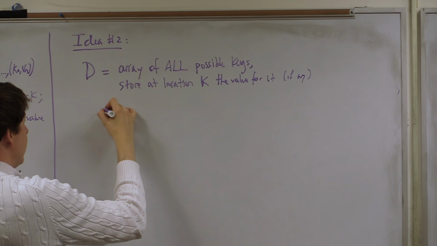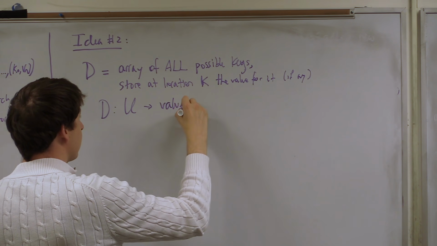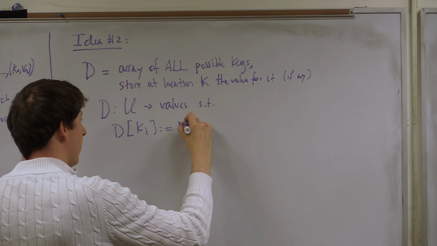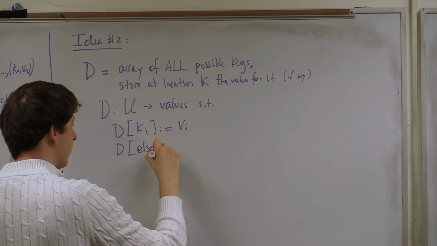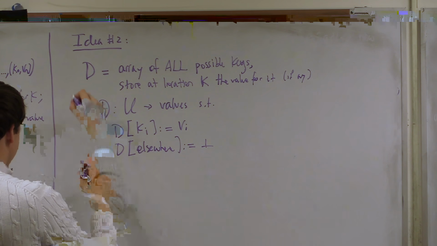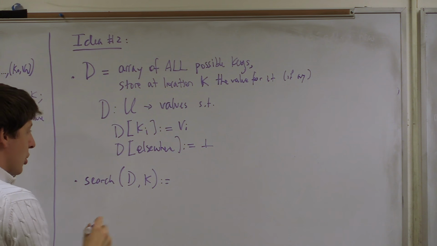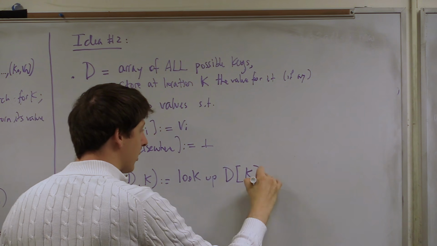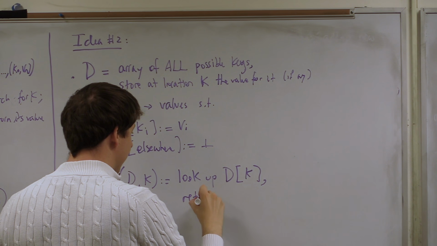Okay, so more mathematically, D is now a function from U to those values, such that D of ki, we set it to be vi, and D of everything else, we set it to be nothing. All right? When we do this, now the search of a key is a constant time operation. We just take the kth entry of this enormous array, like you just go into memory at location k and return that value.